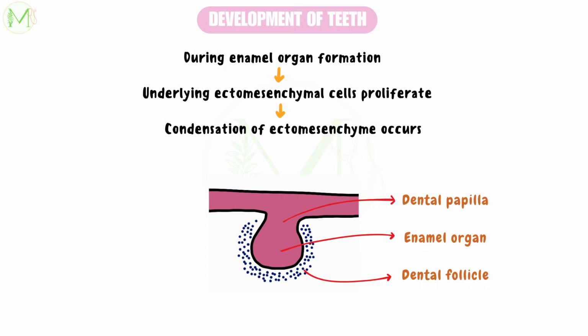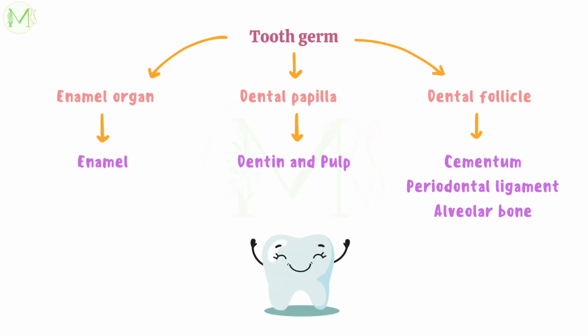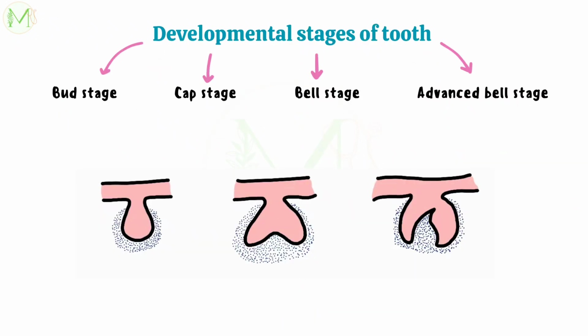During enamel organ formation, the ectomesenchymal cells proliferate and condensation of this ectomesenchyme occurs. This process ultimately leads to formation of the dental papilla, dental follicle and enamel organ, which are together called the tooth germ. Enamel is derived from the enamel organ, dentin and pulp are derived from the dental papilla, and cementum, periodontal ligament, and alveolar bone are derived from the dental follicle.